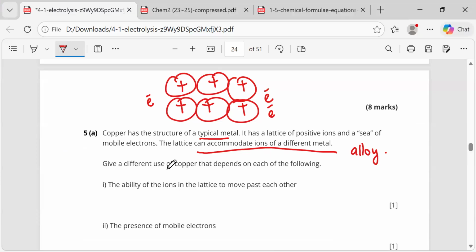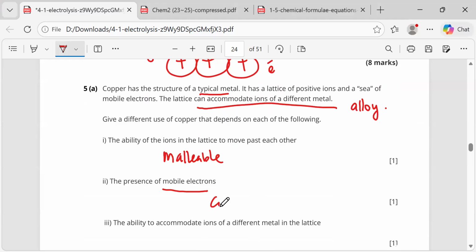The ability of ions to move past each other is called malleable. The presence of mobile electrons means it can conduct electricity. Ductile also can.